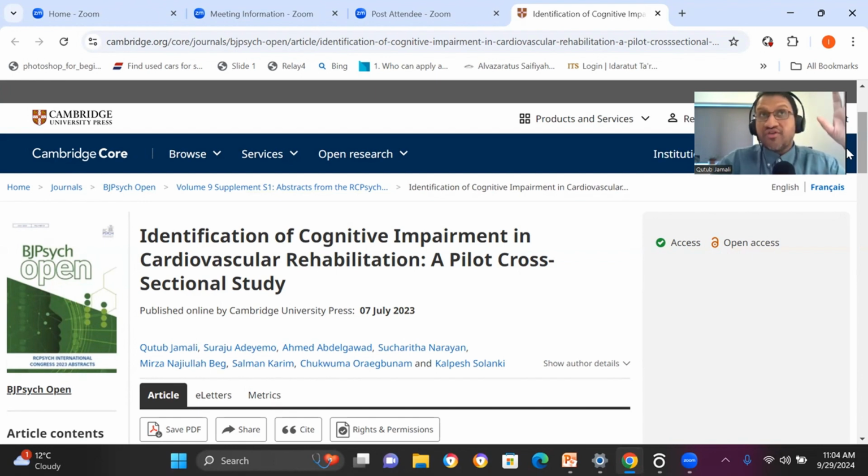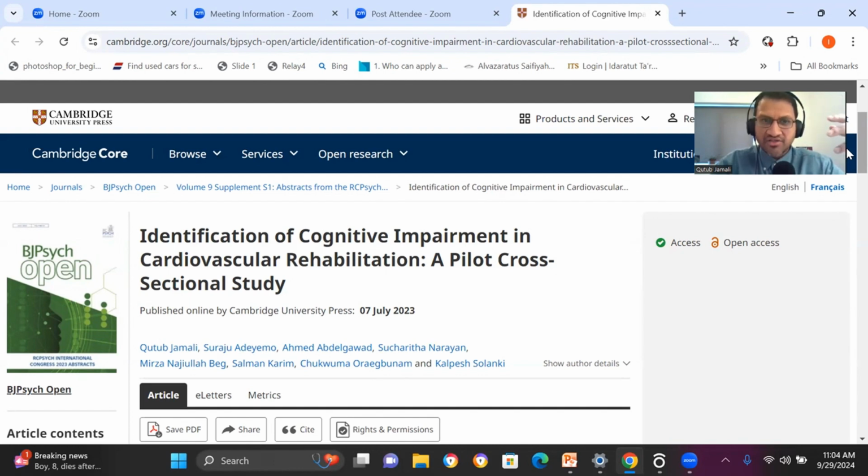However, when you think of the risk assessment, the risk factors of cognitive impairment and dementia, there are too many vascular risk factors like hypertension, diabetes, hypercholesterolemia, atrial fibrillation, MI or stroke.